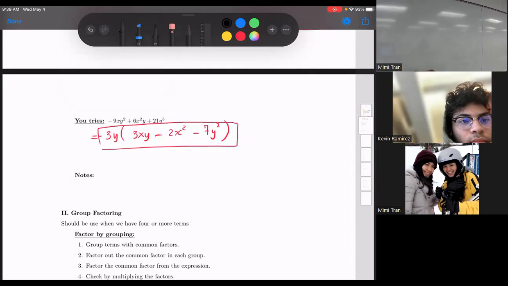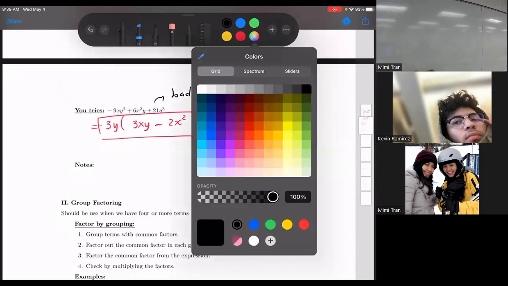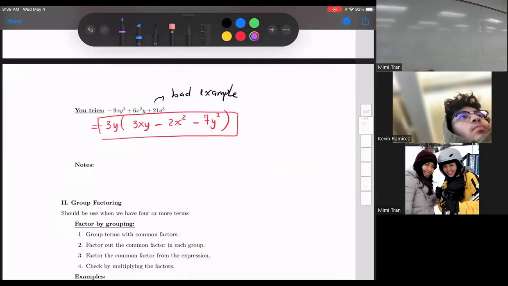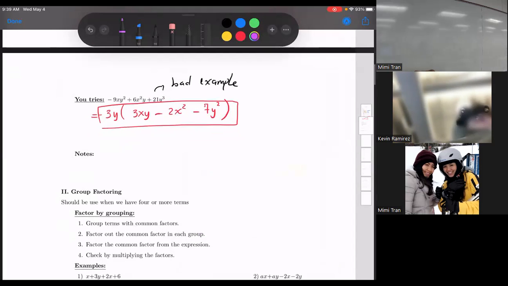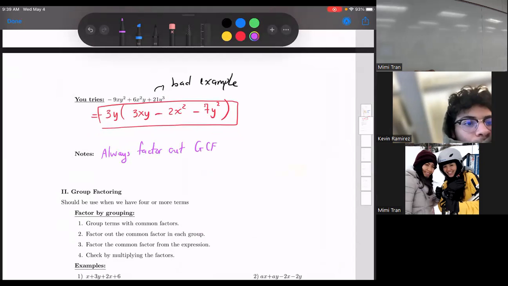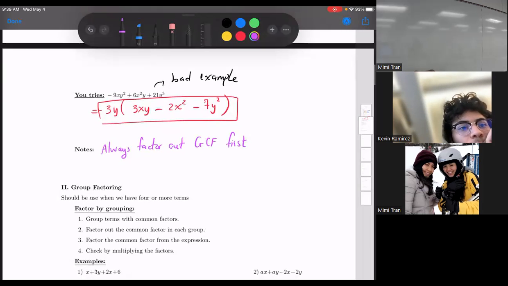Let me make a note for myself. It's good practice, but it doesn't make my point. So note. What I wrote: always factor out the GCF first. If I give you a polynomial, the first thing you look for is the GCF, and that includes negative 1. Include negative 1 if the first term is negative.